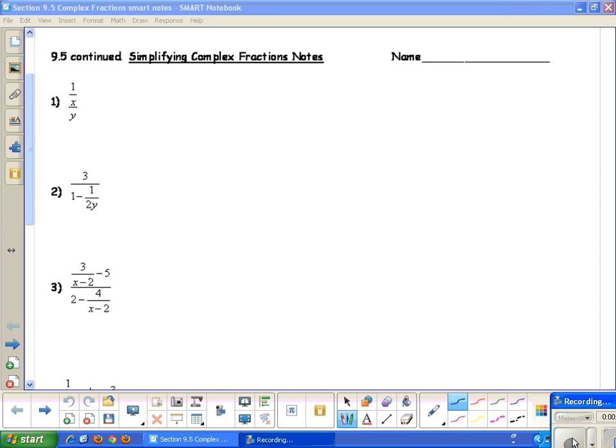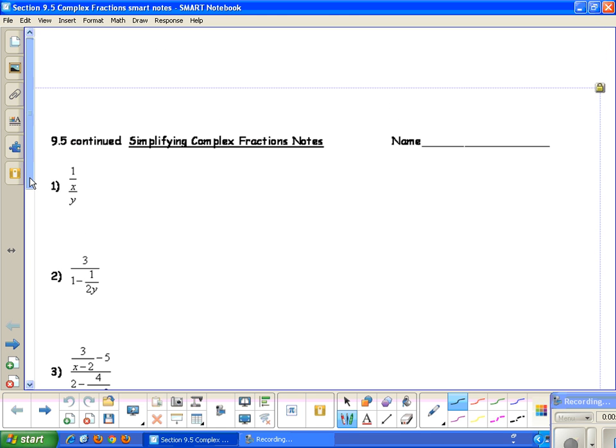Section 9.5 continued. Simplifying complex fraction notes. All right, so we're going to write some stuff at the top of our paper before we begin. These are the steps to simplifying complex fractions. A fraction divided by a fraction is a complex fraction, and ours are going to have some addition and subtraction thrown in there that we just learned.